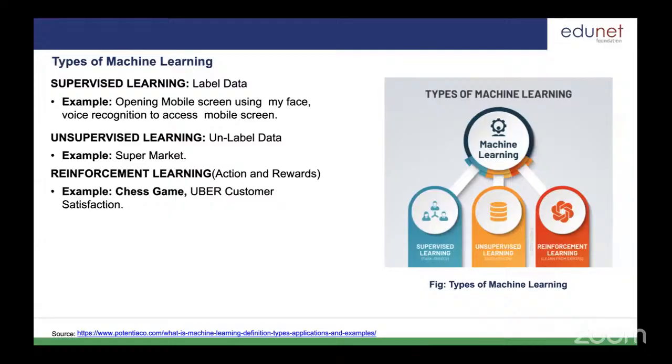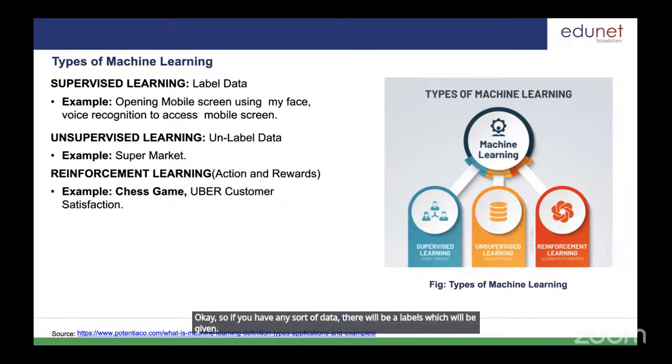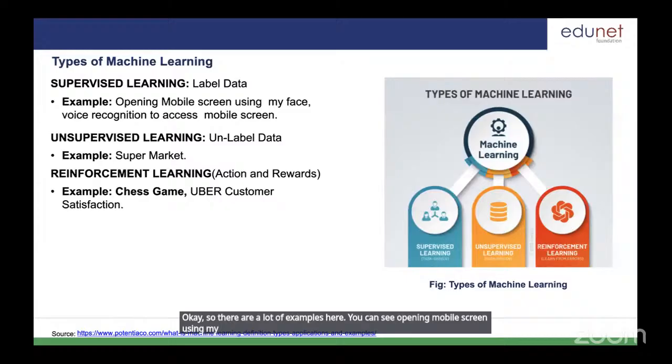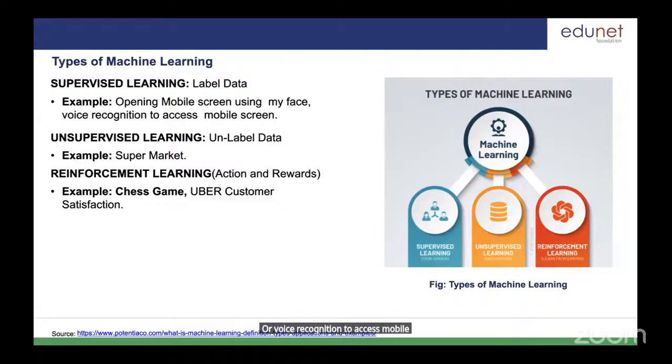So supervised learning completely depends on labeled data. If you have any sort of data, there will be labels given. There are a lot of examples here. Opening a mobile screen using my face is one example of supervised learning. Voice recognition to access the mobile screen is also an example. Apart from this, we'll go through a few more things. No need to worry.